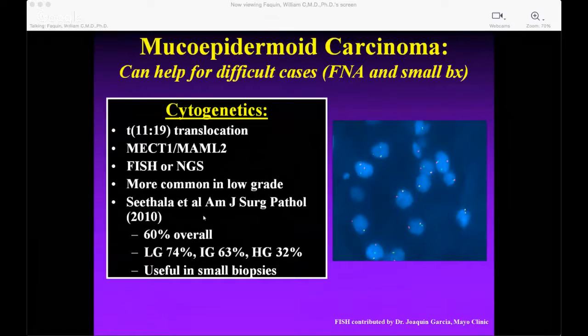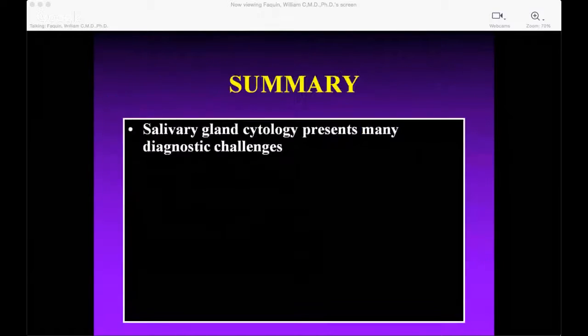I've used this molecular analysis in several cases in both FNA as well as small biopsies, and it can prove very, very useful. But again, you need to make sure that you get material to do these ancillary studies. Otherwise, you're going to limit how far you can go with your salivary gland FNA diagnosis.